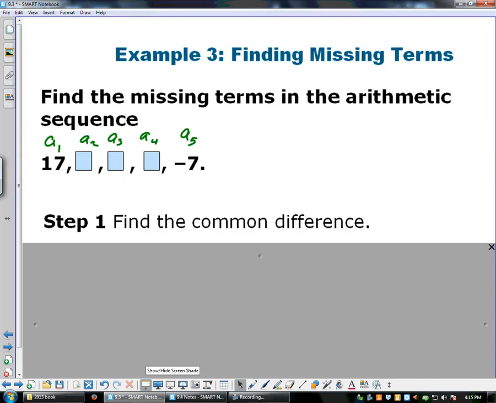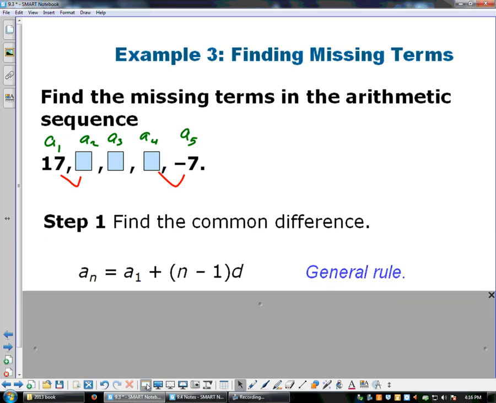All right, so step 1, I want to find the common difference. Now, I can't really subtract between two values here because I don't have any of the pairings that are right next to each other. So instead, we're going to use our formula and what we know. We know a sub 1, the beginning term, and we also happen to know what the 5th term is equal to.